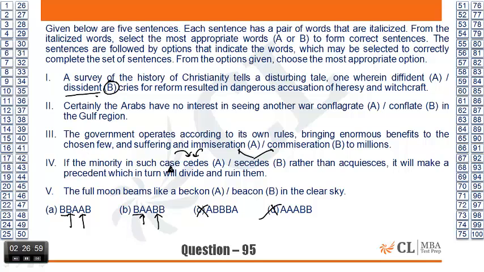If the minority in such case blank rather than, let's check this word. If the minority in such case is blank, it will make a precedent which in turn will divide and ruin them. So divide, I need to secede. B. Okay. Secede. Seed is closing, joining. No. So B. So fourth is B. Where the hell is fourth? So this one. B. 95 B.